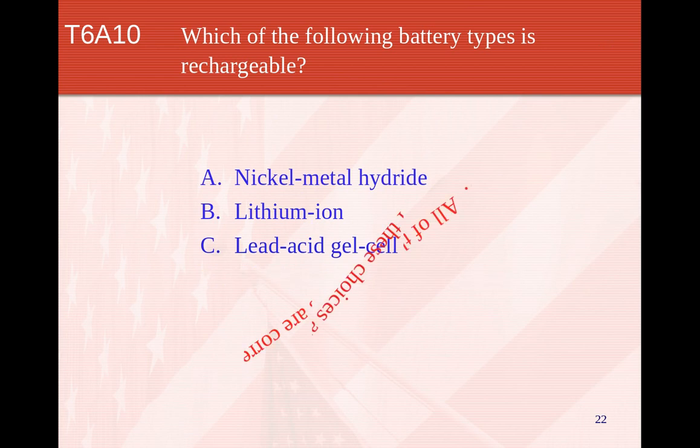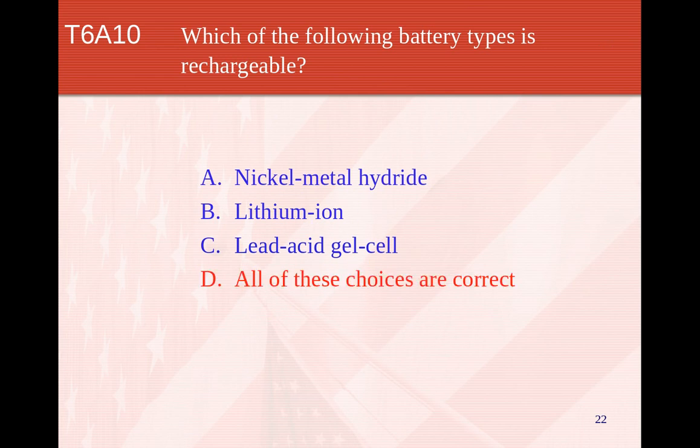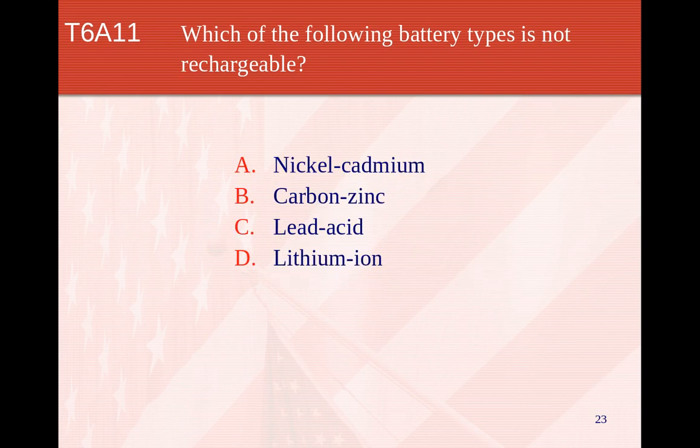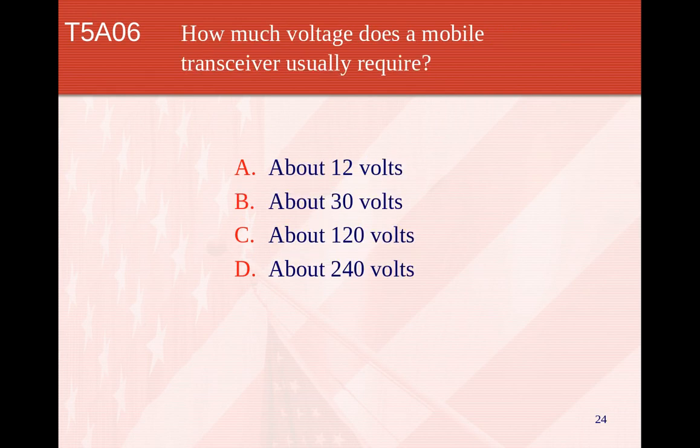Which of the following battery types is rechargeable? Nickel metal hydride, lithium ion, lead acid gel cell. All these choices are correct. Which of the following types are not rechargeable? Carbon zinc. How much voltage does a mobile transceiver usually require? 12 volts nominal.